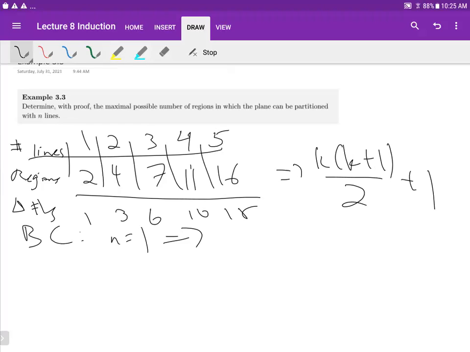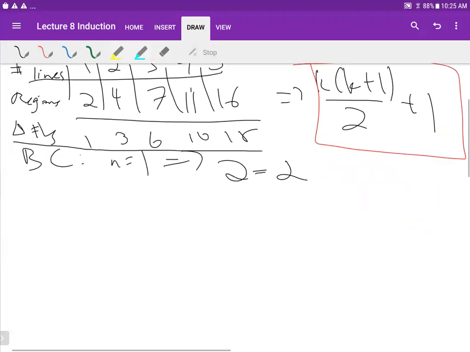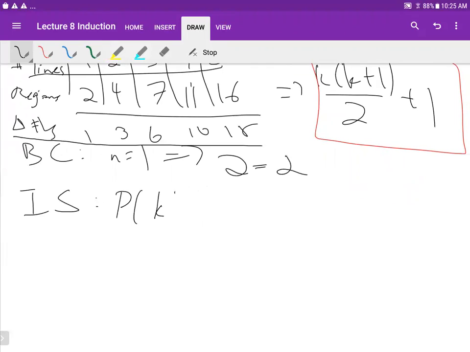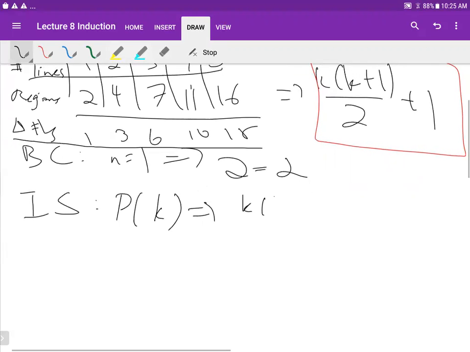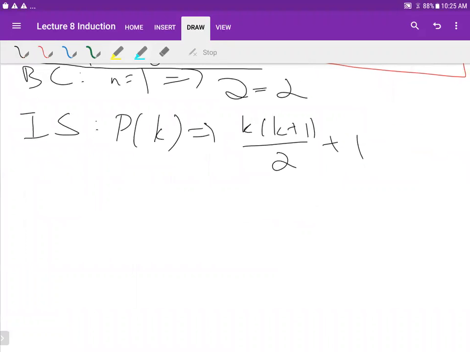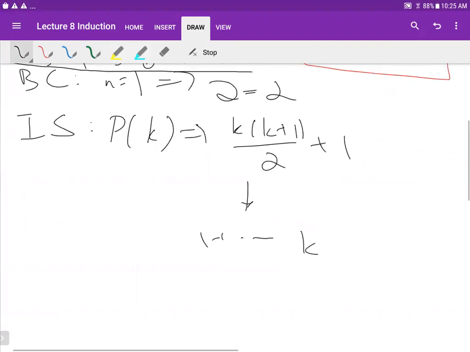So how you would do this problem is the base case is n equals 1, and that's obviously true. The number of regions is 2, and if you plug 1 into this formula, the right-hand side is also 2. Then you would have the inductive step. Assuming for some arbitrary k, the number of regions of k is equal to k times k plus 1 over 2 plus 1. And then you want to perform the inductive step, which is pretty basic. Remember that this is 1 plus k and then plus 1.